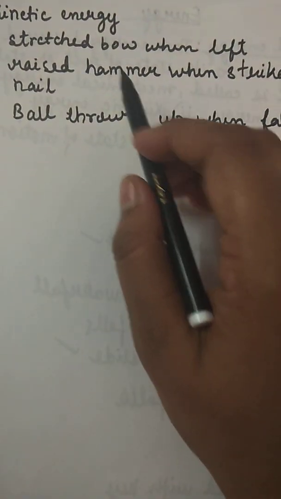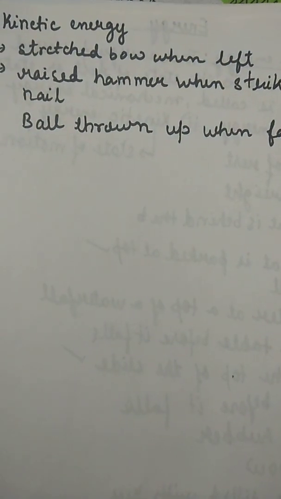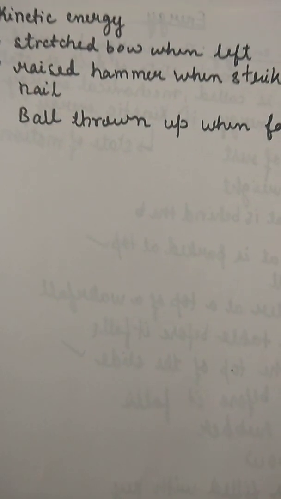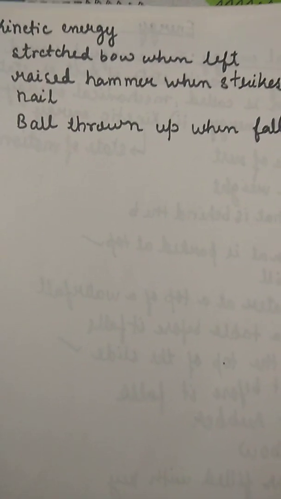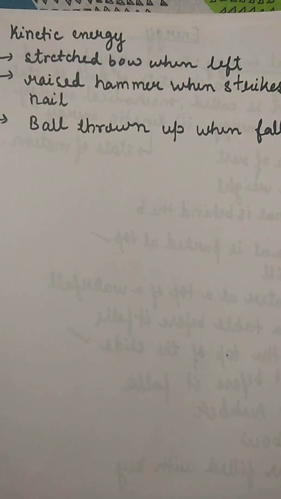So we have a stretched bow. When a stretched bow is kept held, it will have potential energy, but when it is left, the arrow will have kinetic energy. Then a raised hammer: when the hammer is raised it is having potential energy, but when it strikes the nail it will be having kinetic energy. Then the ball, when thrown up and it falls down: when the ball is thrown up by the boy it is having potential energy at the top, but when it starts falling it will have kinetic energy.